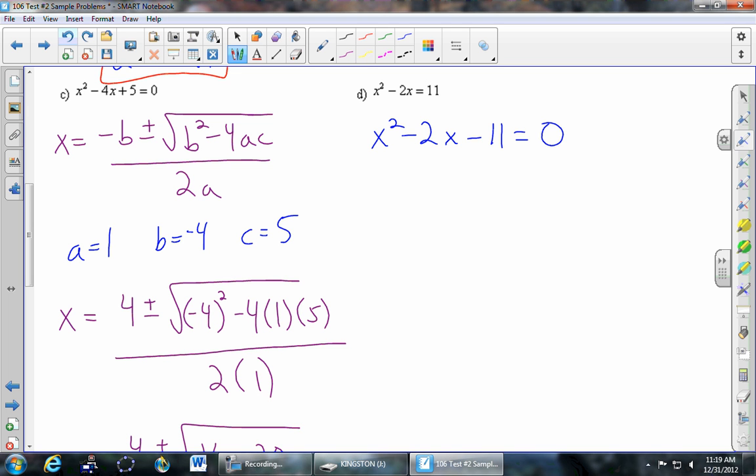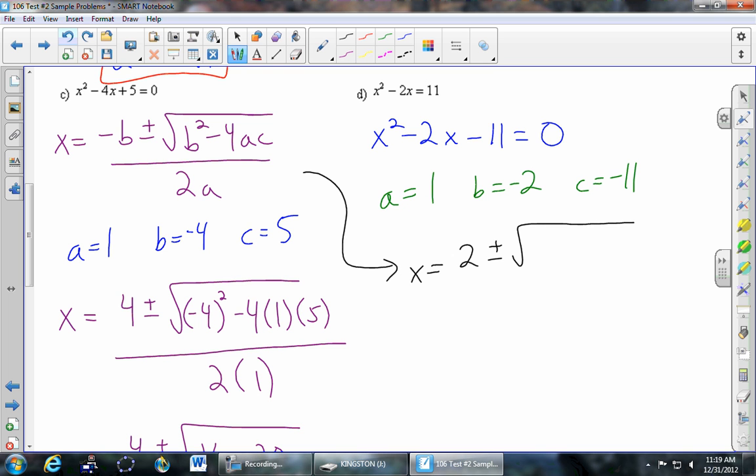So again, we're using the quadratic formula. So we just have to identify the A and the B and the C. Don't forget to grab those negative signs with the A and the B and the C. And then we're just jumping into the quadratic formula again. So let's try it. X equals negative B. That becomes positive 2. Plus or minus square root of B squared, negative 2 squared, notice the parentheses, minus 4 times A times C. All divided by 2 times A.